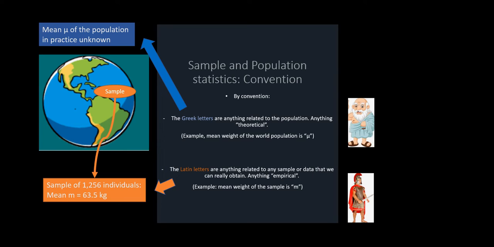The mean mu of the population is in practice unknown because you cannot collect all the population, as I said. So the Greek letters are anything related to the population, anything theoretical. The mean weight of the world population is mu. That's something we don't know. The Latin letters, or the English letters, are anything related to any sample or data that we can really obtain. Anything empirical, anything concrete that you can have on the table. The mean weight of the sample is m. That we can get because we can measure the sample that we collected from the population.